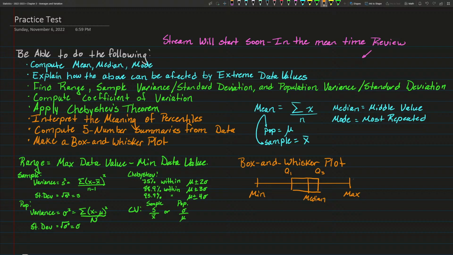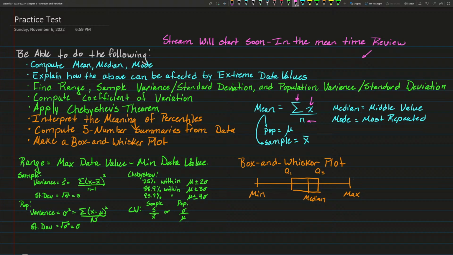Okay, so the very first thing we did is we computed averages, and all of the average stuff is in blue. We should be able to compute the mean, which is the traditional average that you understand, right? It's the sum of all of the data over the number of pieces of data. So n is always going to be the number of pieces in the sample or in the population. Capital N has to do with population, lowercase n has to do with the sample.